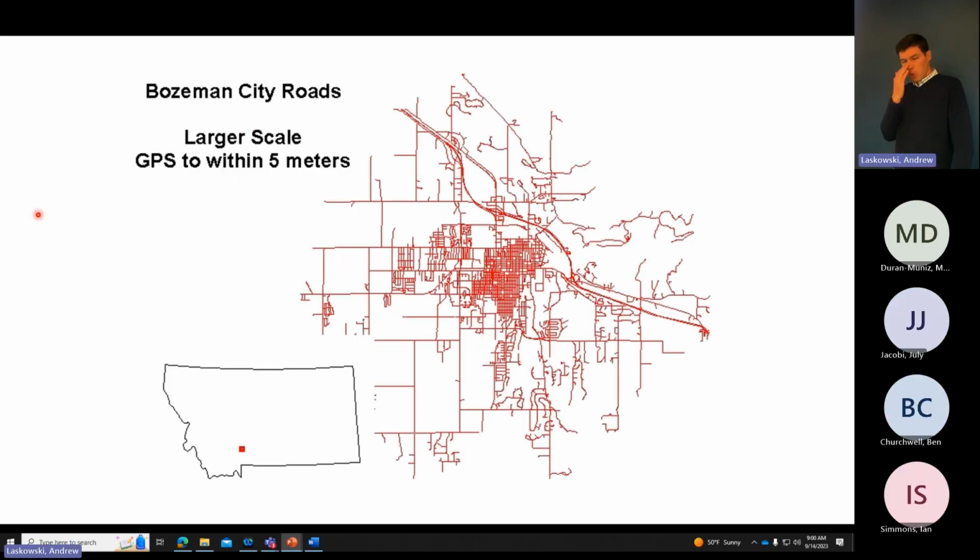And finally, if we want to map city streets in Bozeman, we're going to need GPS accuracy to within 5 meters at about 1 to 50,000 scale. And even better if we're getting more detail than that. If we're talking about actually surveying people's property lines, you're going to have to be very accurate, of course, right? Because we don't want to end up with any legal disputes.